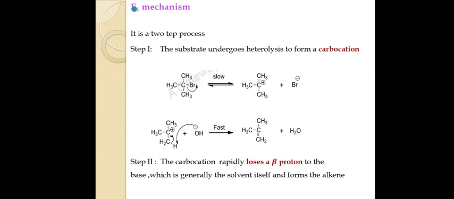E1 mechanism. It is a two-step process. Step 1 is the substrate undergoes heterolysis to form carbocation.